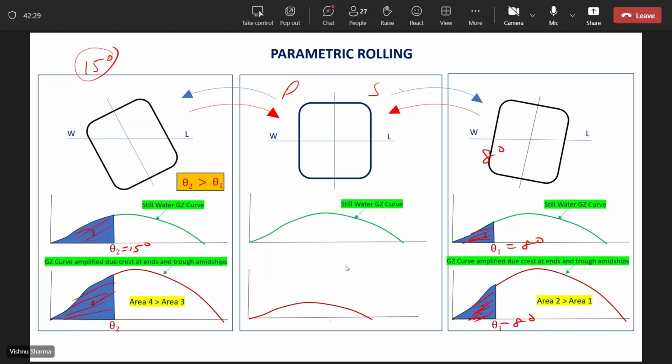Guys, in some cases, you may also hear the word symmetric parametric roll. It is the same, so don't get confused. Symmetric parametric roll, it's the same thing, because the symmetry of the vessel is basically affected because of the altered stability. So if this word is there, don't worry, you keep writing parametric rolling only. Sometimes I've seen this word also in the question paper, so it should not confuse you.